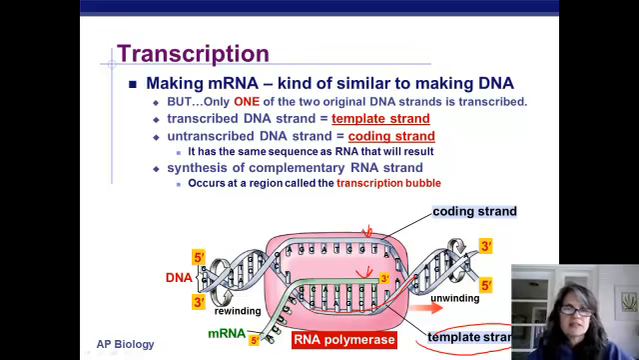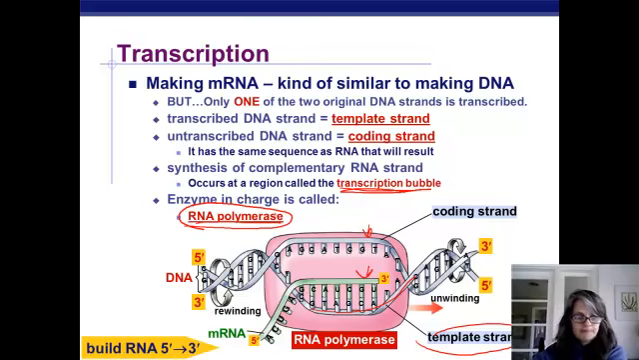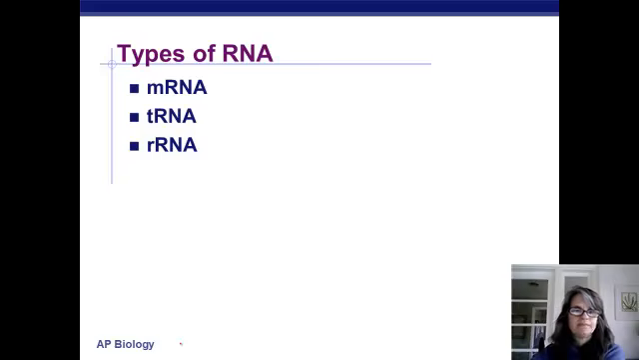And the synthesis of the RNA occurs at an opened up place in the DNA helix called a transcription bubble. Remember, we talked about a replication bubble. Well, now we have a transcription bubble. And the enzyme that is in charge, because remember, enzymes catalyze all these reactions, all these processes, is called RNA polymerase, very similar to DNA polymerase, but we are not making DNA, we are making RNA. And it is built in a 5' to 3' direction, just like DNA is. We can only add to the 3' end.